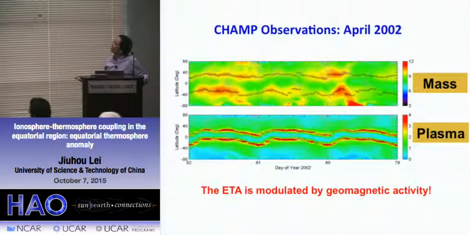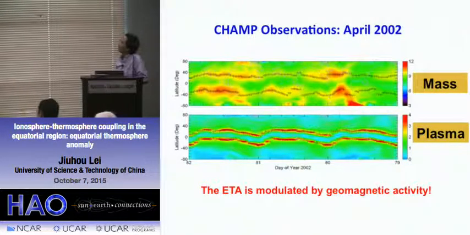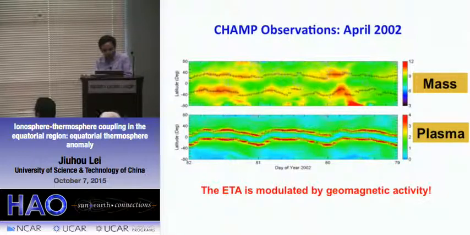If you go back to this plot, you can see the neutral density shows larger day-to-day variability. You can see here and even here, and that's because during this period there were a few CIR or high-speed solar wind stream events that occurred. But for the plasma density, you didn't see so strong a change. But for the neutral, it's very sensitive to the geomagnetic activity forcing.